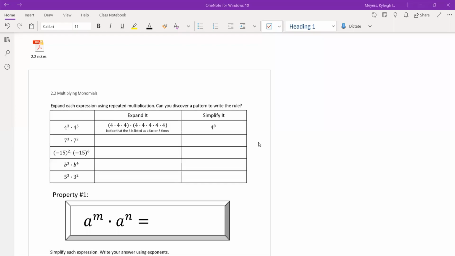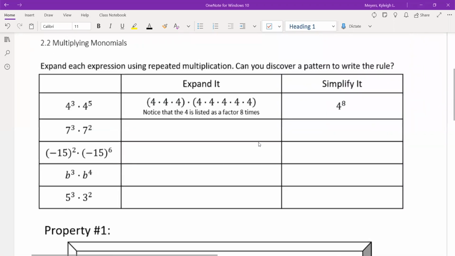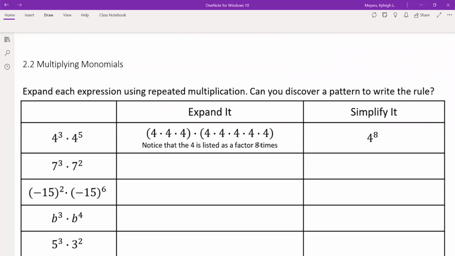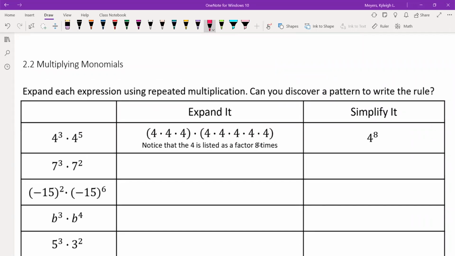All right, so we're going to talk about multiplying monomials. First thing we're going to do is expand them and figure out how to simplify it to figure out the pattern. Then we're going to write the rule, and then we're going to use some examples with the rule. Okay, so this first example was 4 to the 3rd times 4 to the 5th.